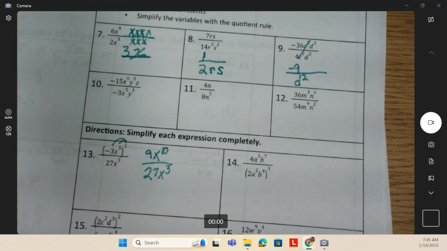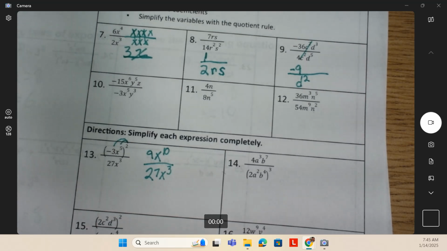So as you work through these, get some good practice on that, and hopefully this helps you work through dividing polynomials.